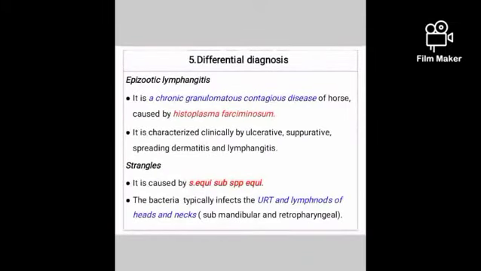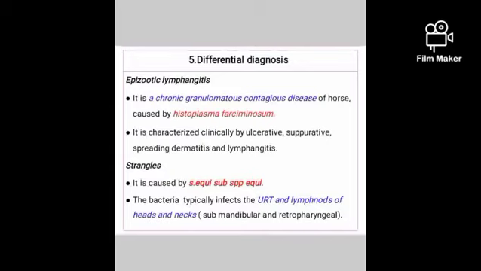Based on the history and clinical findings, what will be the differential diagnosis? The first one is epizootic lymphangitis, and then strangles, ulcerative lymphangitis, glanders, and sporotrichosis. First, epizootic lymphangitis is well known as a chronic granulomatous contagious disease of horses caused by Histoplasma farciminosum. It is clinically characterized by suppurative, spreading dermatitis and lymphangitis.